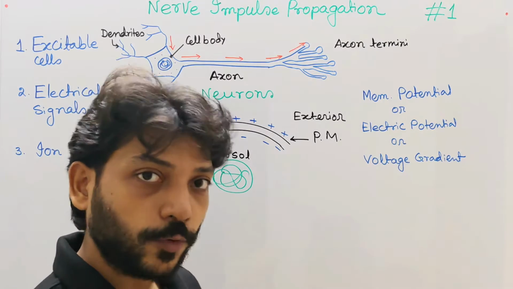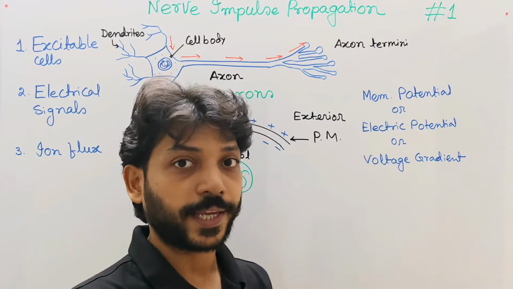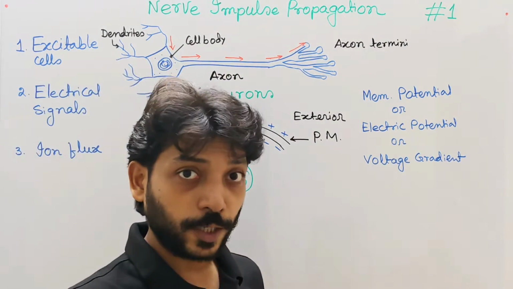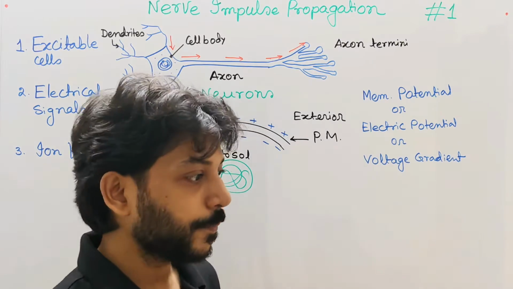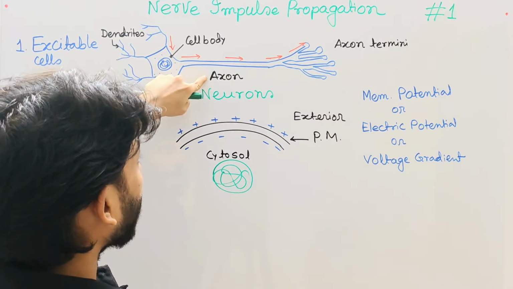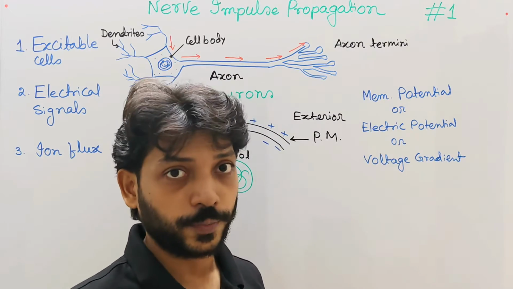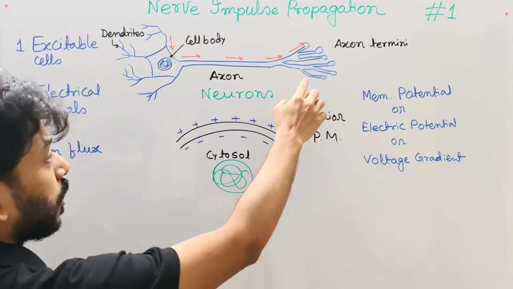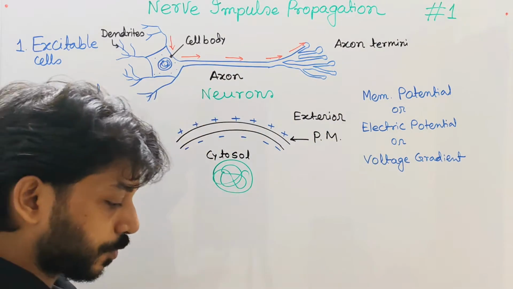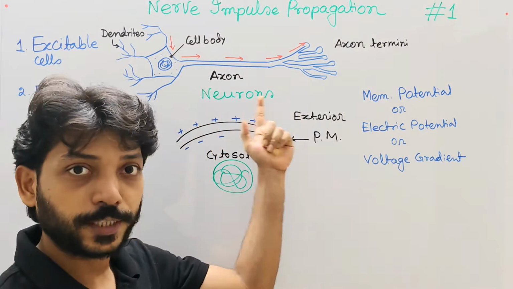Now the axon termini of one neuron can make contacts with dendrites of another neuron, and the junction is called synapse. Now this red line indicates the direction of nerve impulse or electrical signals. Remember, this direction is always from the cell body through the axon to the axon terminus. That means it is unidirectional. The reverse direction is not possible. The nerve impulse cannot propagate from axon termini through the axon to the cell body. So remember, nerve impulse propagation is unidirectional and it propagates along the length of this neuron.